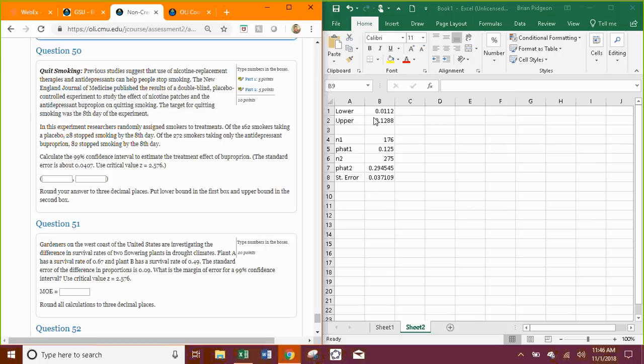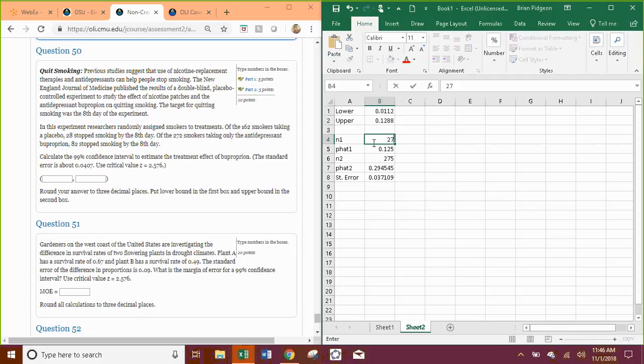Question 50. Confidence interval. Okay, so we have the same kind of idea as before. In this experiment, researchers randomly assigned smokers to treatment. So, we want to do treatment effect. Alright, so we're going to do treatment as N1.